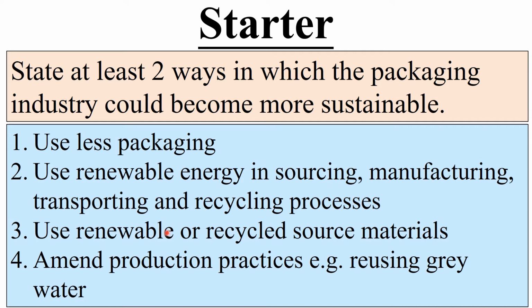So any of these would be suitable. Use less packaging, using renewable energy during the process of producing, and then eventually the end of life for the packaging. Again, the source materials could be renewable or recycled, or amend production practices. So we talked about having audits at each stage in production, or maybe the water you're using is grey water, for example, that we talked about before. So it's recycled water.